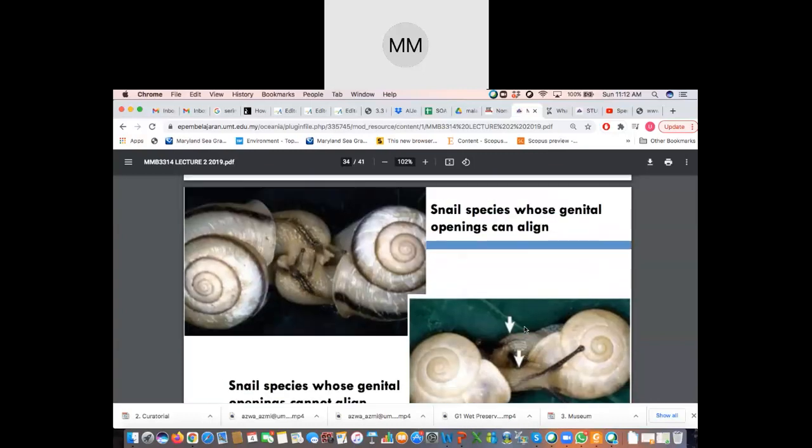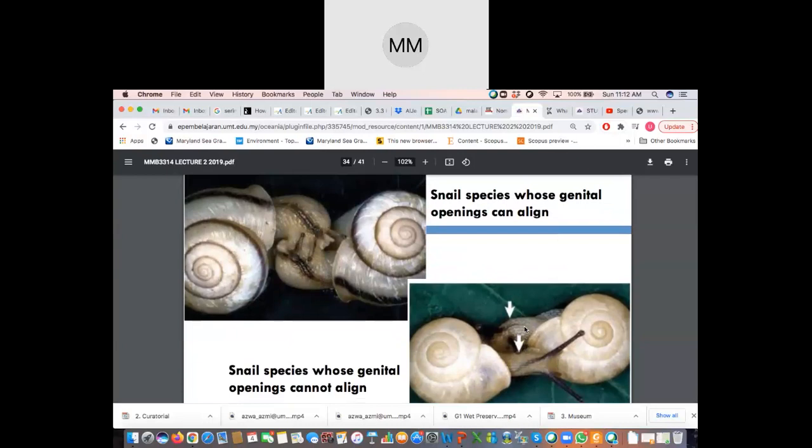Okay, then you also have a difference in terms of the genital openings of the snail. The alignments are so different that it can also affect the way they reproduce.